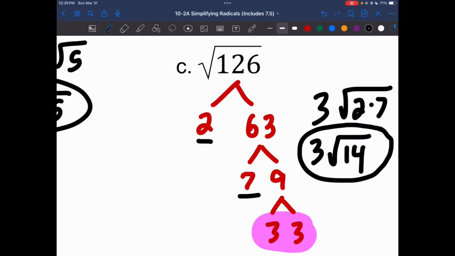Now, I want you to pause and complete letters D, E, and F on your own. Go ahead and pause, simplify letters D, E, and F.